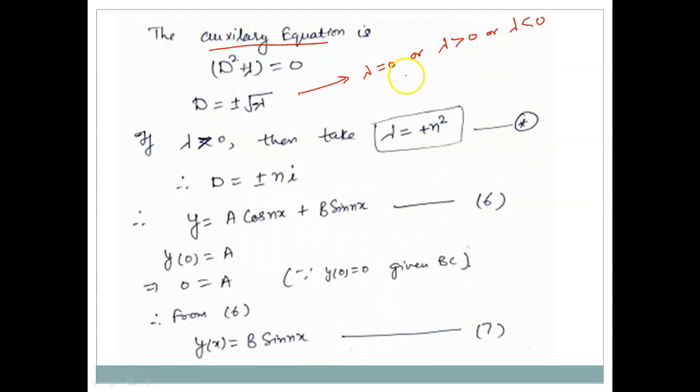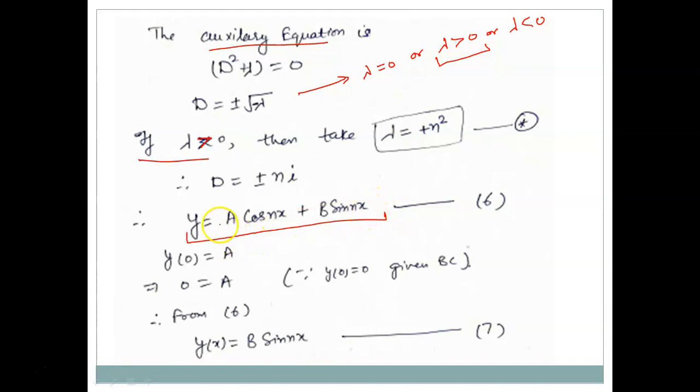So we are going to discuss all three situations, but first of all I am considering here that lambda is greater than 0. If lambda is greater than 0, then what happens? You can consider it as lambda equal to n square. When you write n square here, in the square root it will be plus minus n iota. When this is plus minus n iota, the solution of the equation is given by this.